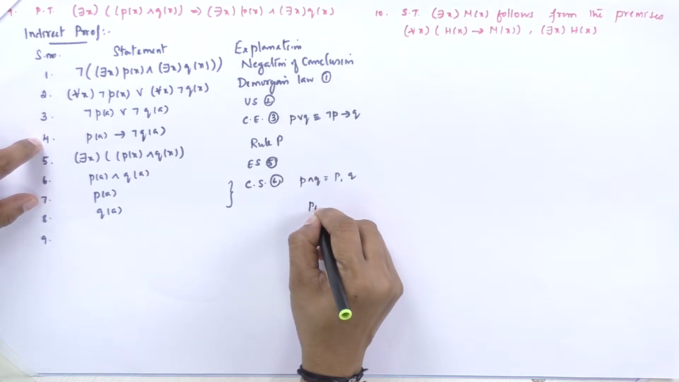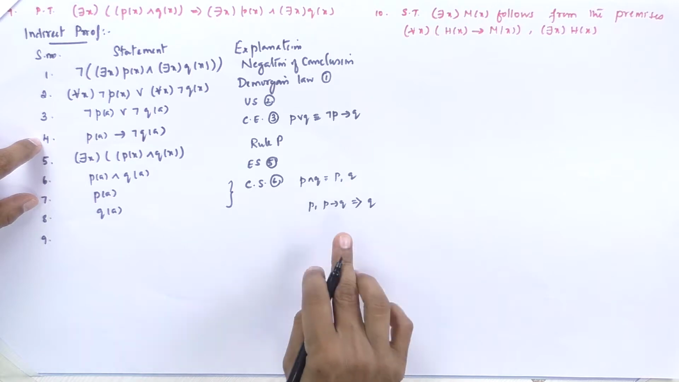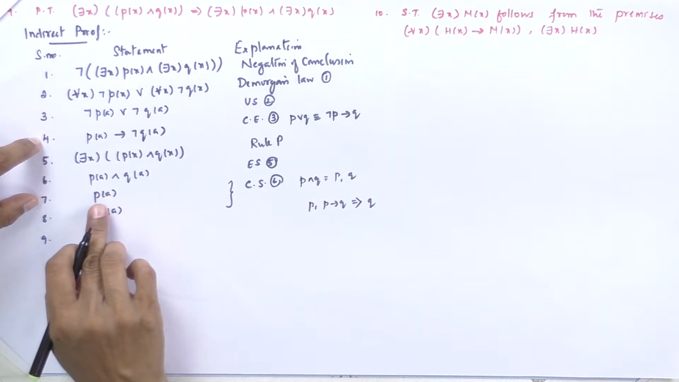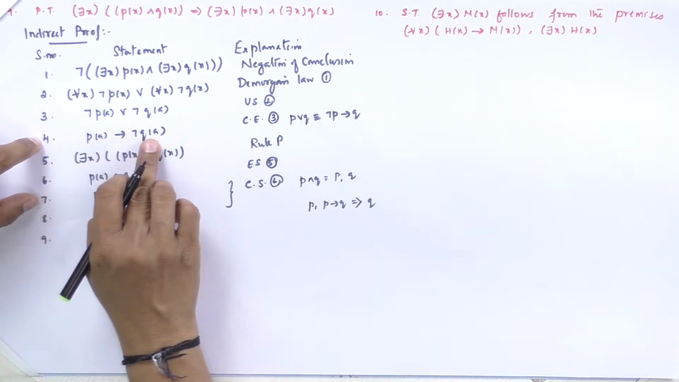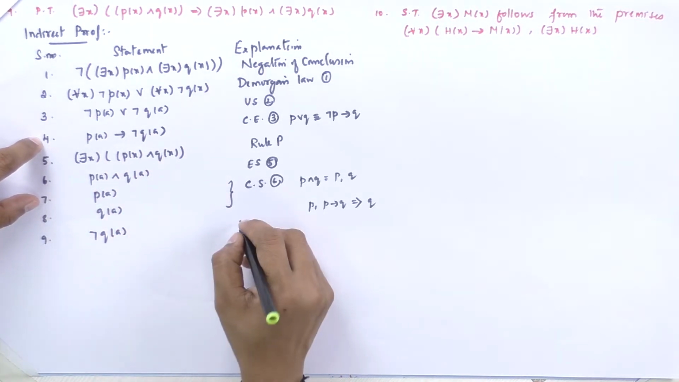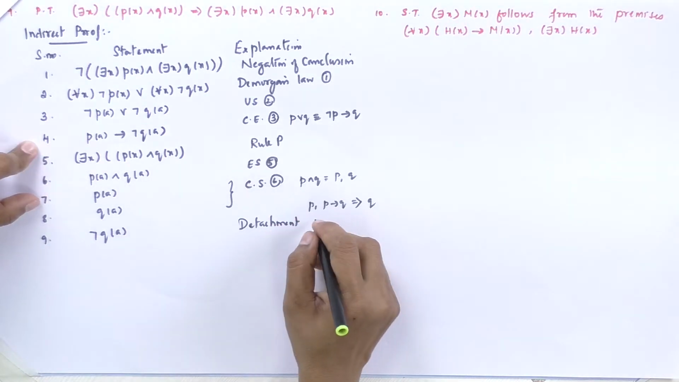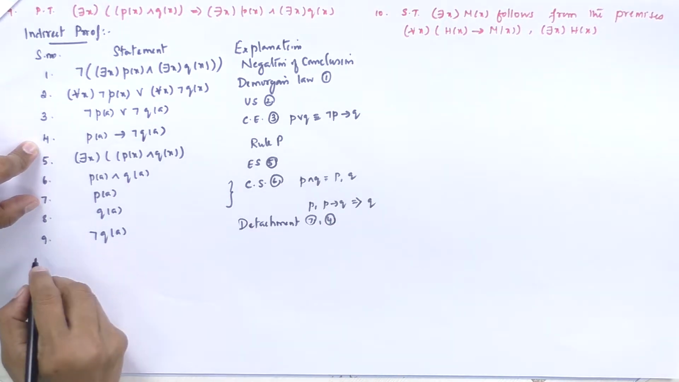So whenever I have P and P conditional Q, law of detachment, what does it say? I will have it as only Q. So now I have P of A, comma, P of A conditional negation Q of A. So that I get negation Q of A. Here the explanation is detachment on 7 and 4. Detachment on 7 and 4, we get that.